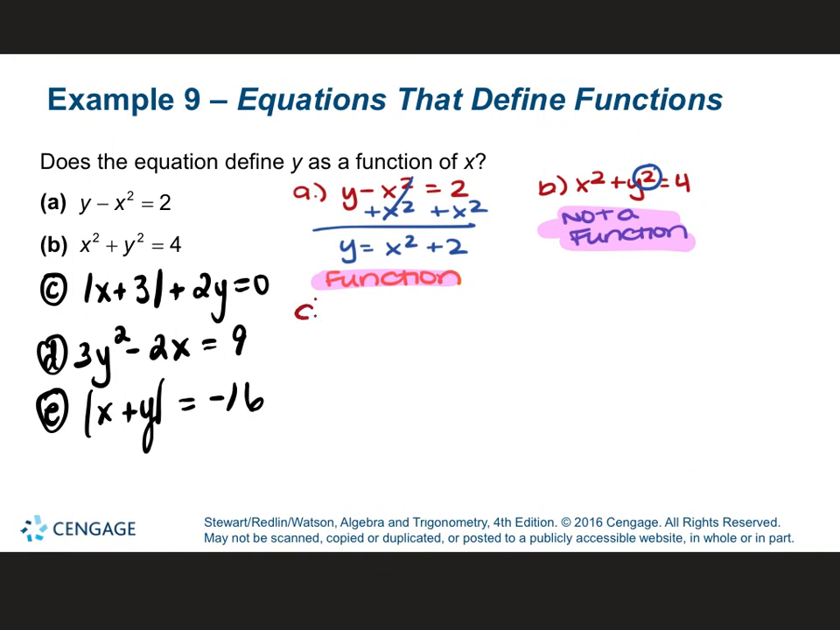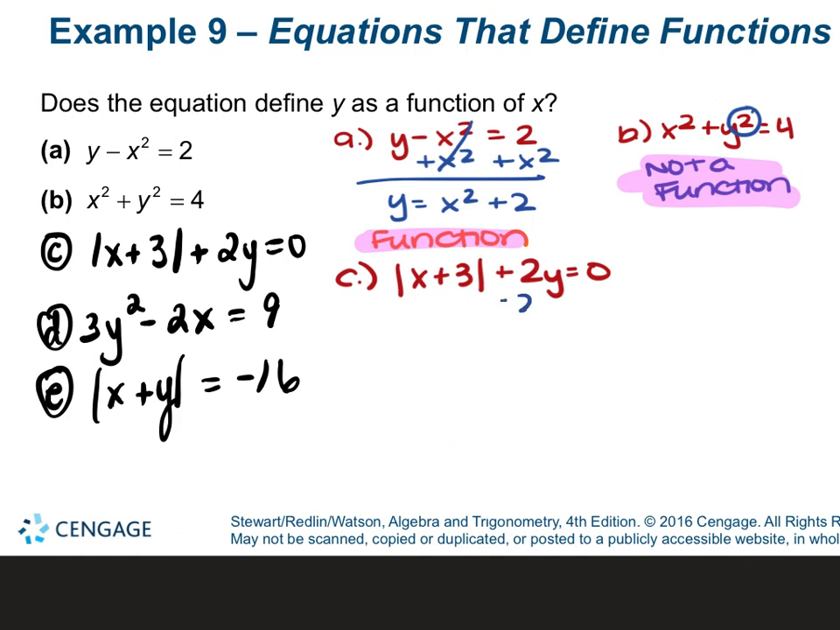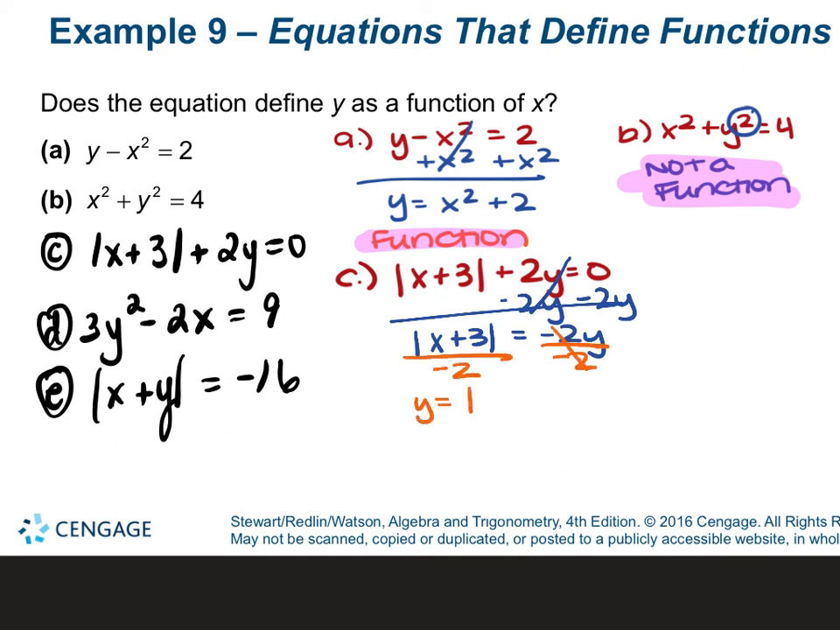For C, we're given the absolute value of x plus 3 plus 2y is equal to 0. So even if you wanted to solve this for y, we can subtract the 2y from each side. So we have the absolute value of x plus 3 is equal to negative 2y. We can divide each side by that negative 2 and get that y is equal to the absolute value of x plus 3 all over negative 2. This y is not in the absolute value bars and is not raised to an even power, so this one is a function.